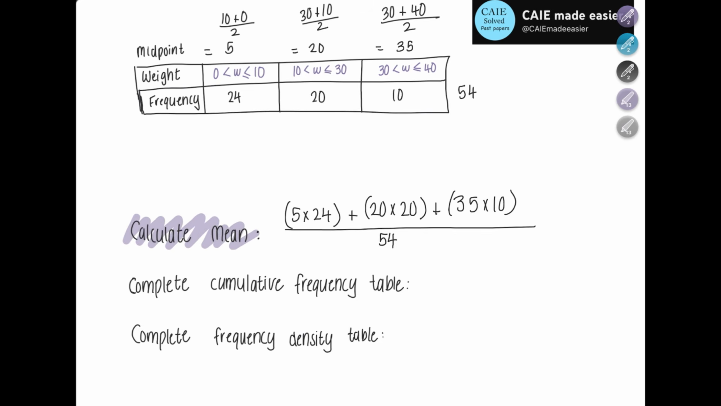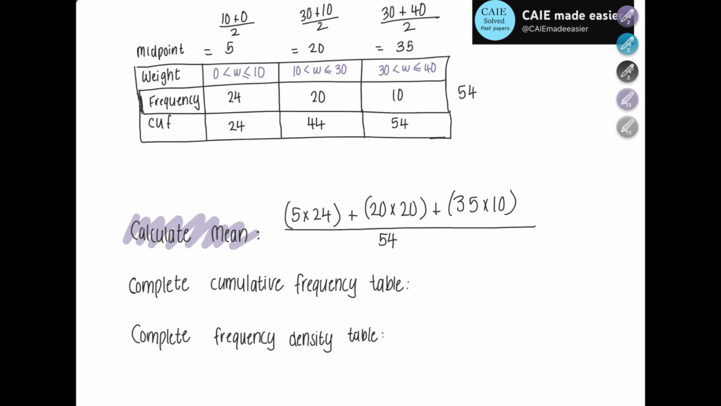Now, complete the cumulative frequency table. So for example, if they ask you to find CUF, how are you going to find it? Cumulative basically means adding up. So first it's 24. Then it's going to be 24 plus 20. This is 44. And then 44 plus 10, that is 54.